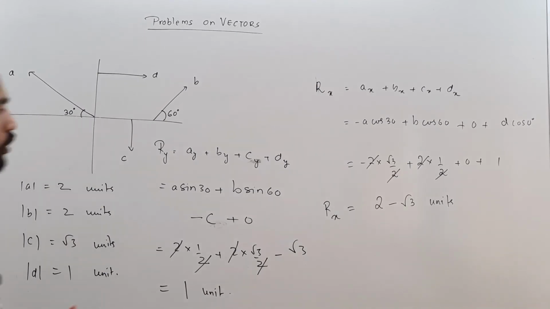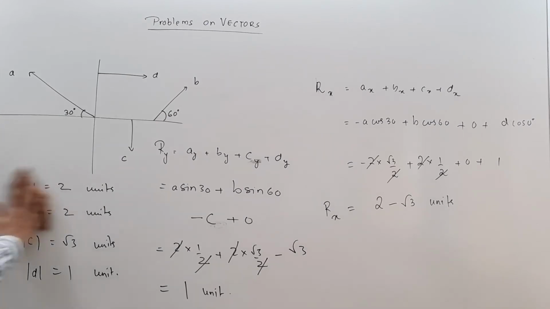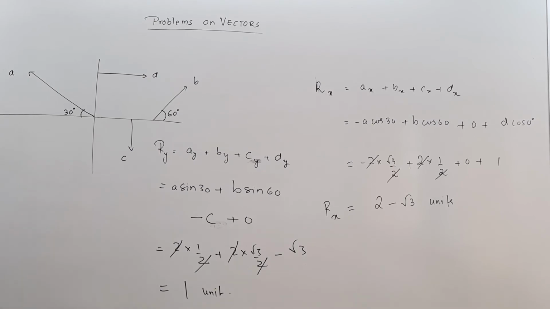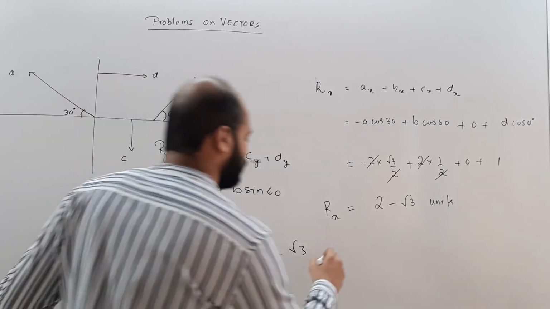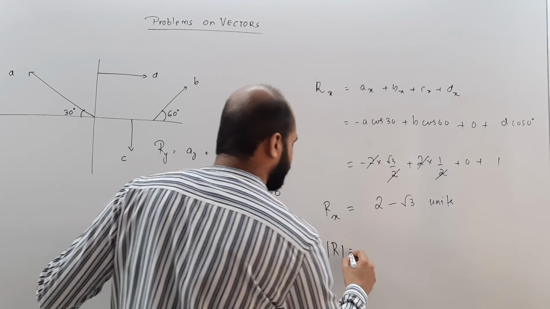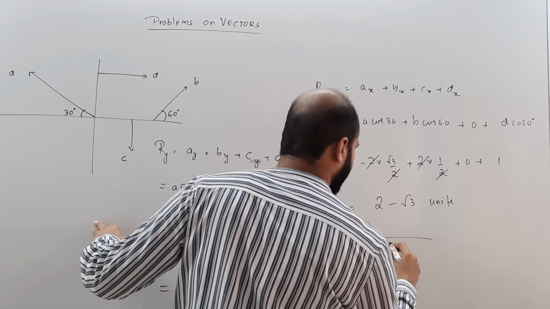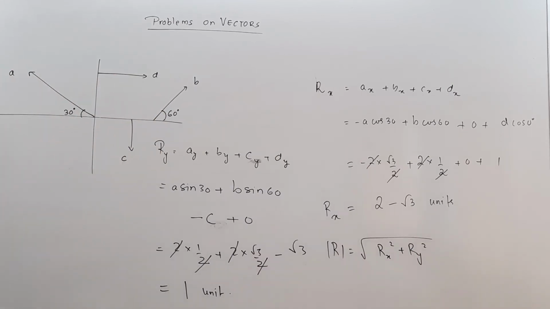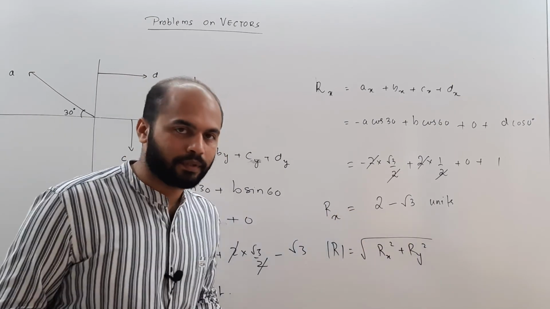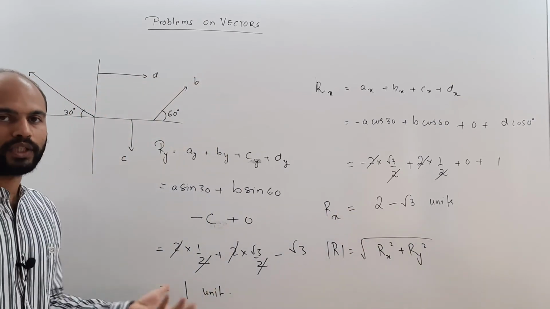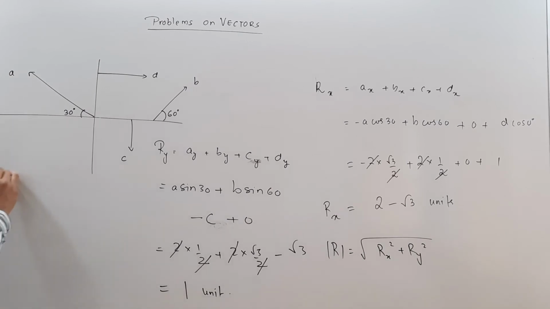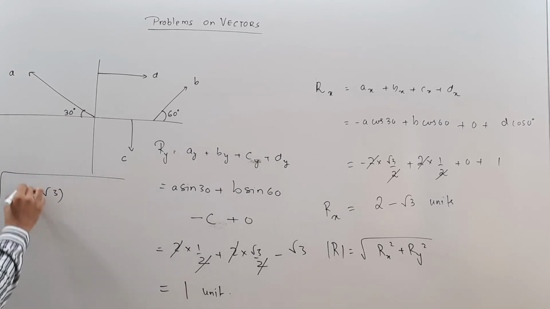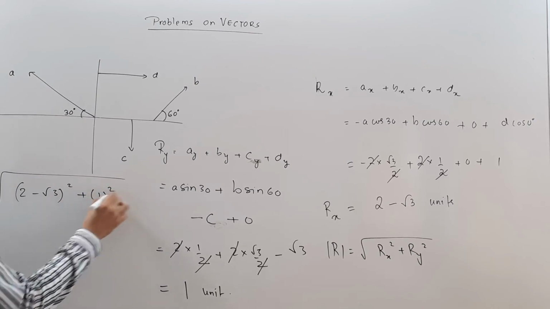The next thing is about resultant. Let's find the magnitude of this resultant. Now you can clearly see that we have got Rx and Ry, and the magnitude of R is nothing but root over Rx square plus Ry square. The vector representation is anyways very simple. It's going to be 2 minus root 3 i cap plus 1 j cap. So it is going to be 2 minus root 3 the whole square plus 1 square.